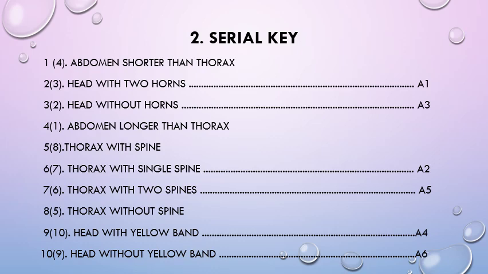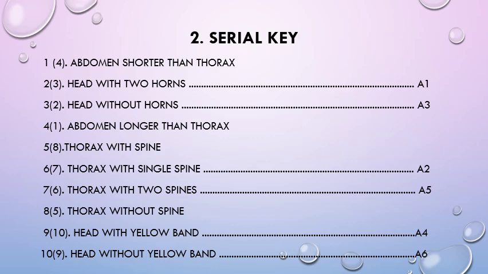It's divided into two categories, that is head with 2 horns and head without horns. And you can see that with 2, 3 is written, and with 3, 2 is written. It means that these two statements are linked with each other, or this is one couplet. Okay. And if your organism has a head with 2 horns, then it will be identified as species A1, and head without horns will be identified as species A3.